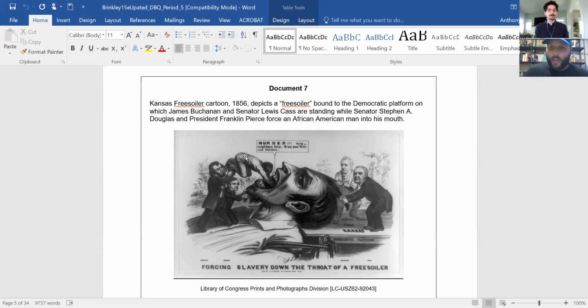He's saying they're murder, right? He's claiming murder, and he's saying, help my neighbors, help me. It's this idea that the Democratic platform is literally going to completely consume and get rid of African American discussion of culture. You don't even need to know what free soiler means; you could kind of arrive at it based on this, right?